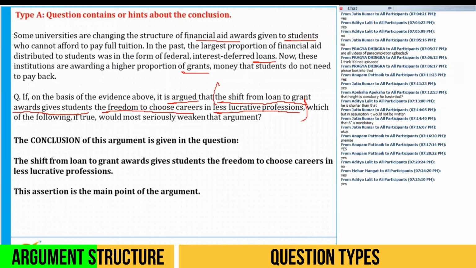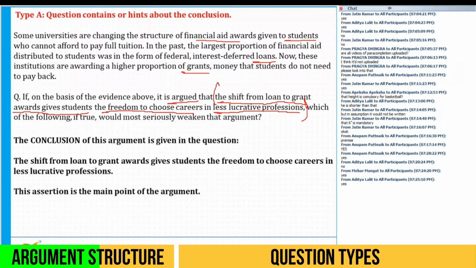The conclusion is that when you change the way in which you provide financial aid to the students, shifting from loans to grants, the students get more freedom to choose careers, even in professions that may be less lucrative, because it is the money given to them. They can do whatever they want with that money. They can take up any course that they like, even if that profession is less lucrative. When you give grants, the students get more freedom. This is the conclusion.